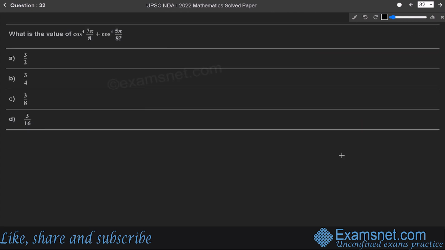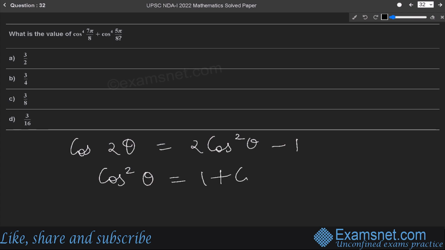Next question is, what is the value of cos⁴(7π/8) plus cos⁴(5π/8)? Again, this is a question from trigonometry. And before solving this question, let us first understand a very important formula. cos 2θ is equal to 2cos²θ minus 1. From here, we can get the value of cos²θ, which will be (1 plus cos 2θ) upon 2.